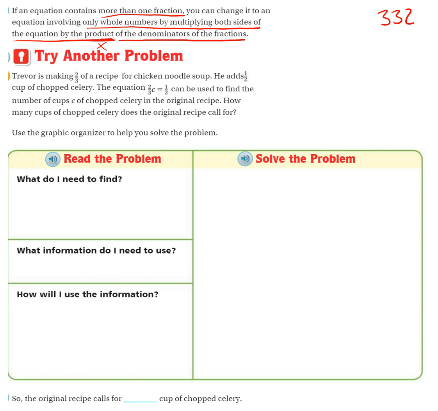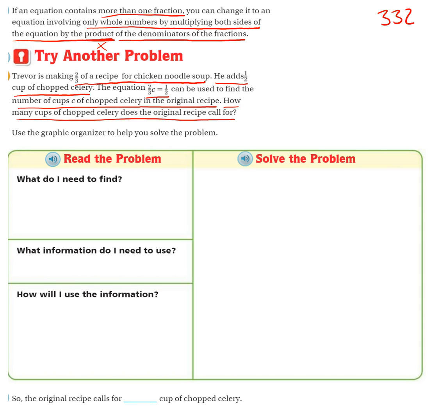So let's take a look at a situation like that where we have fractions on both sides. Trevor is making 2/3 of a recipe for chicken noodle soup. He adds half cup chopped celery. The equation 2/3 C equals 1/2 can be used to find the number of cups of chopped celery in the original recipe. How many cups of chopped celery does the original recipe call for?